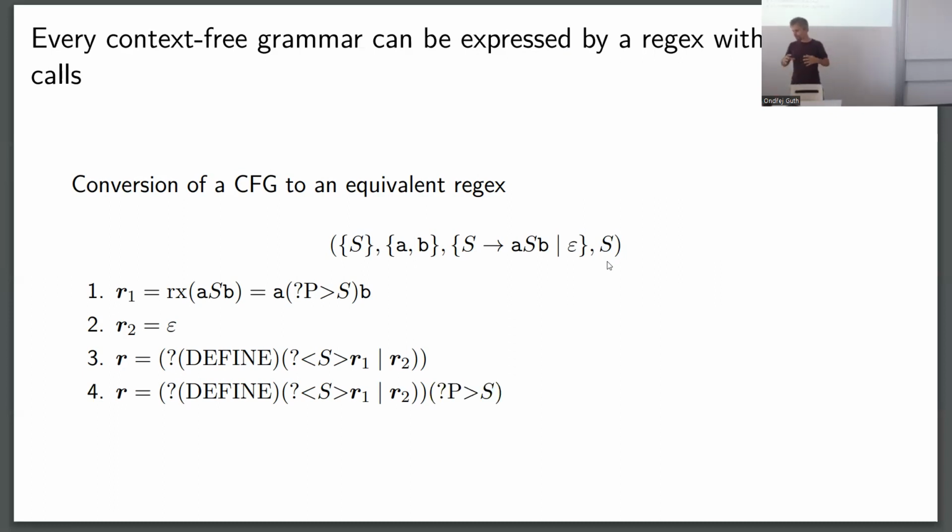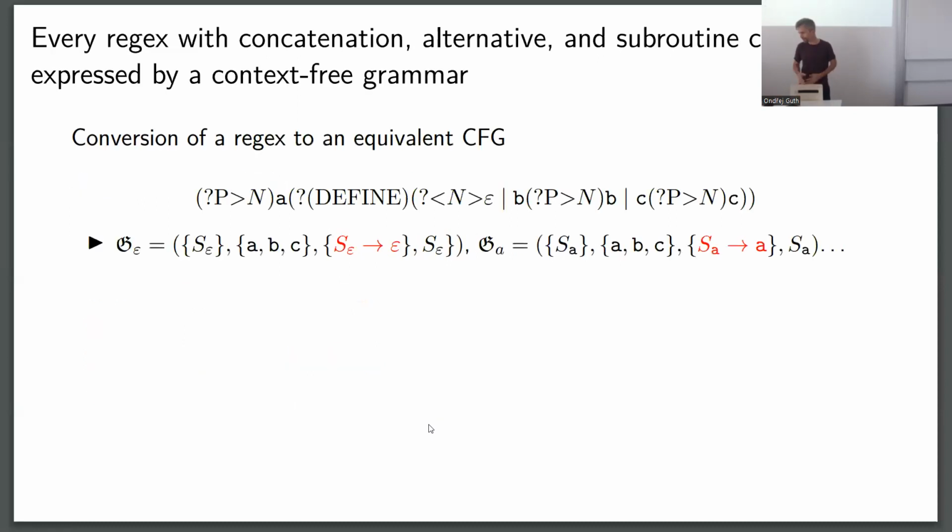So we can convert any context-free grammar to a regular expression which does the same thing, which matches the same languages, using this simple, I hope simple, algorithm. I hope it can be seen that the grammar and the expression converted this way do the same thing, so it matches exactly the same strings. Of course, there's some paper with some proof, but I hope you can believe it.